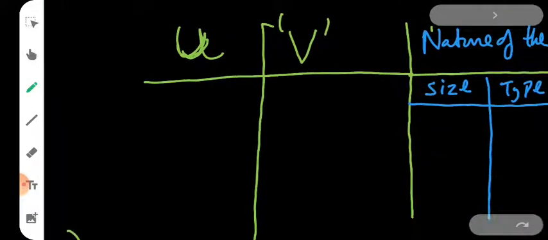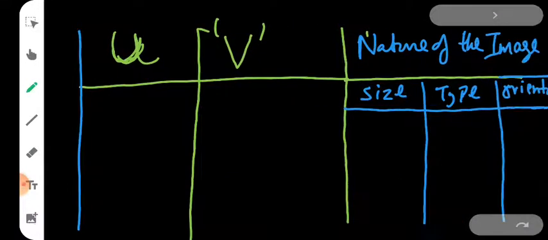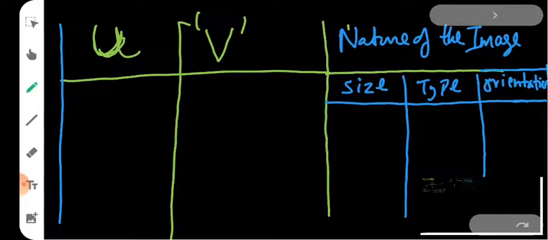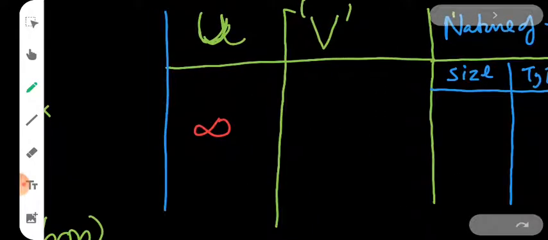Now where do I want to keep the object first? Let me just show you this table clearly. First, I'm going to place the object. Where do you want to place the object? Yeah, let me place the object at infinity. Very far away. Let us go and see where I will obtain the image.